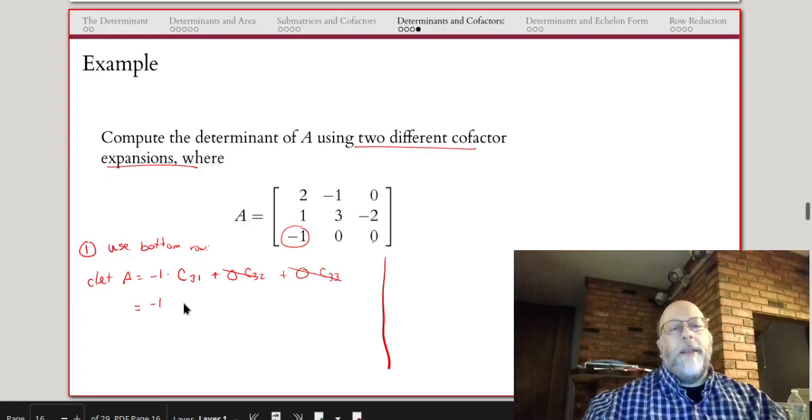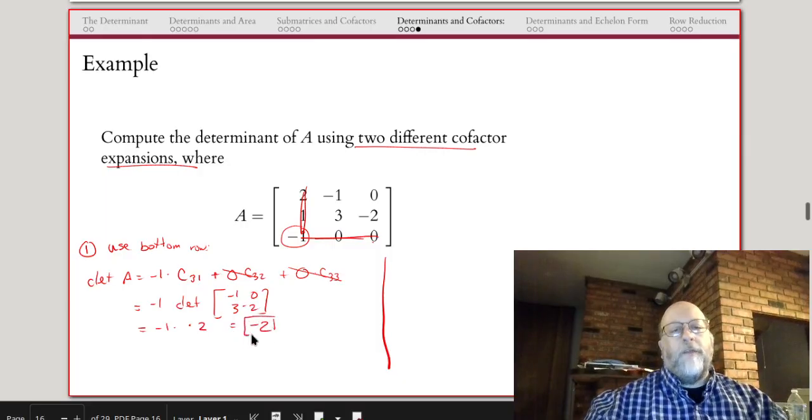And so this is going to be -1 times the determinant in the 3, 1 position. We're left with -1, 0, 3, -2. And that's -1 times 2 minus 0, which is 2. And that gives us a final answer of -2.